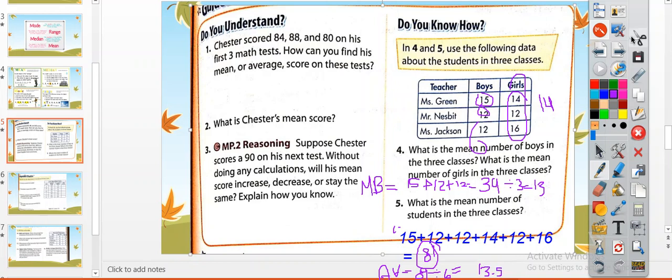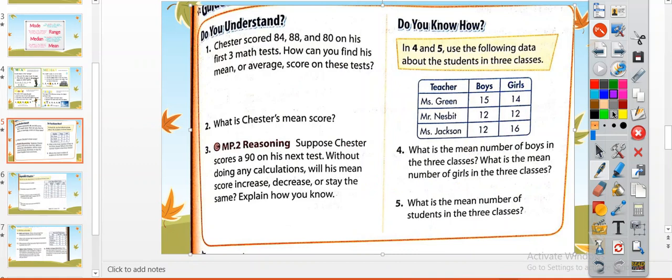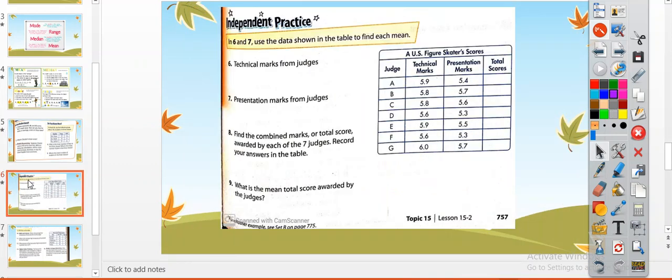Okay, let's move now to the second question. In this question, he wants us to use the data shown in the table to find each mean. Now this table shows the judge A, judge B, judge C, D, E, F, G. He gave the figure skater technical marks where those and the presentation marks where those and the total scores is in this part. Question is, what is the mean or the average of the technical marks from the judges?